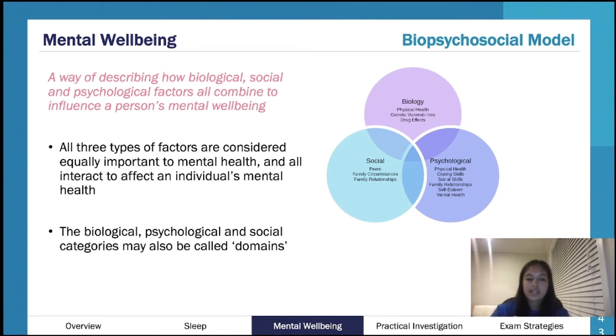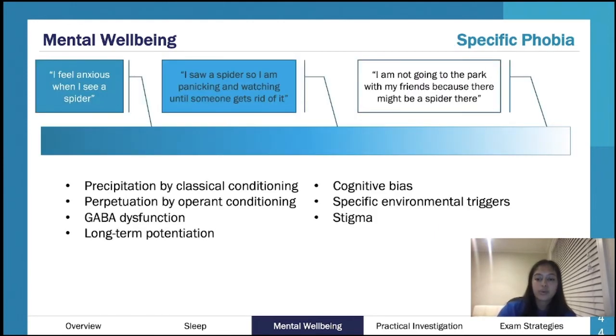Baker always emphasizes the idea that they all interact equally. So it's not that social is more important than biological, which is more important than psychological. They all interact to influence somebody's mental well-being at the time. So it's important to understand the different categories. We look at these in the context of specific phobia and also the maintenance of mental well-being. You need to know which ones are biological, what's psychological, and what is social.